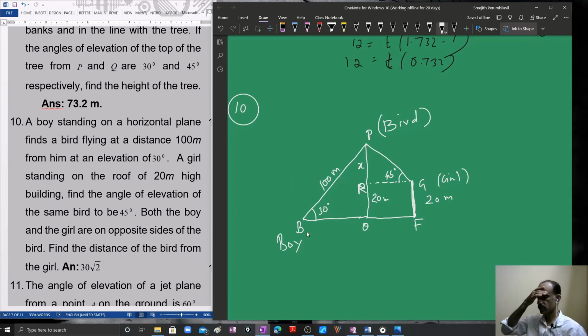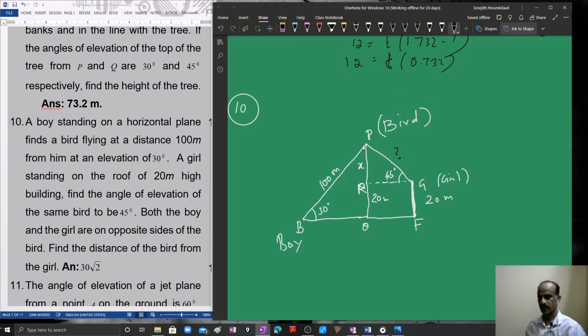A boy standing on the horizontal plane finds a bird at a distance of 100 meters from him at an angle of elevation of 30 degree. A girl standing on the roof of a 20-meter high building finds the angle of elevation of the same bird at 45 degree. Both the boy and the girl are on opposite sides. Find the distance of the bird from the girl. This is asked. PG is to be found out. This is what we have to find, PG.